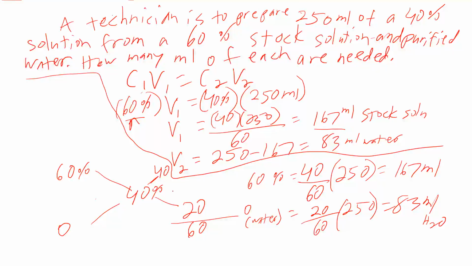Okay, so this 60%, so to get 250 mils of 40%, you mix 167 mils of 60%, and then you mix 83 mils of water, and then you get the 250 mils of the 40%. Okay?